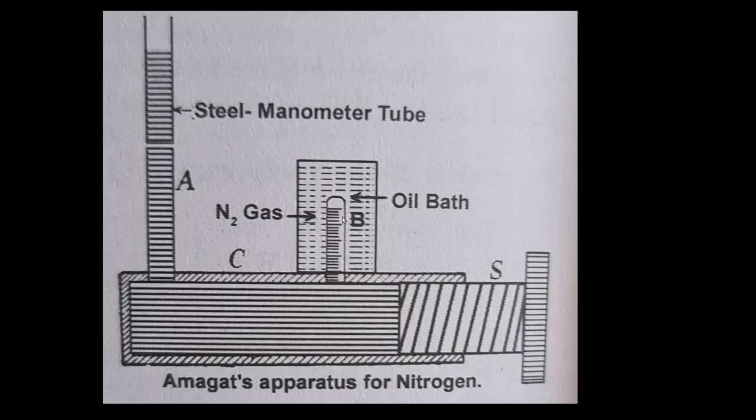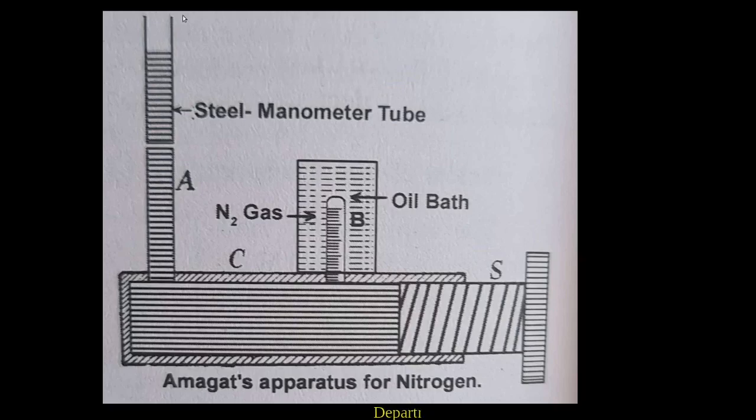It is kept at constant temperature by using an oil bath surrounding this nitrogen gas. The volume of the gas is read directly on the calibrated tube, and its pressure was calculated from the height of the mercury column in the tube here.